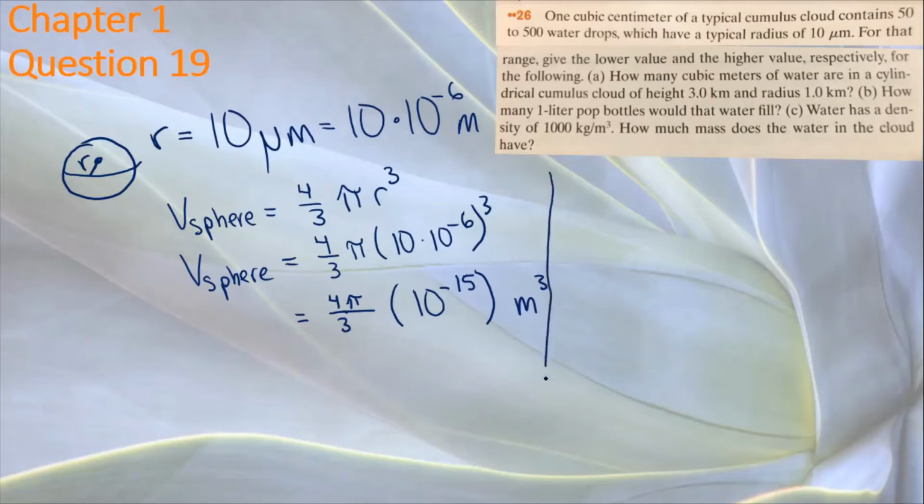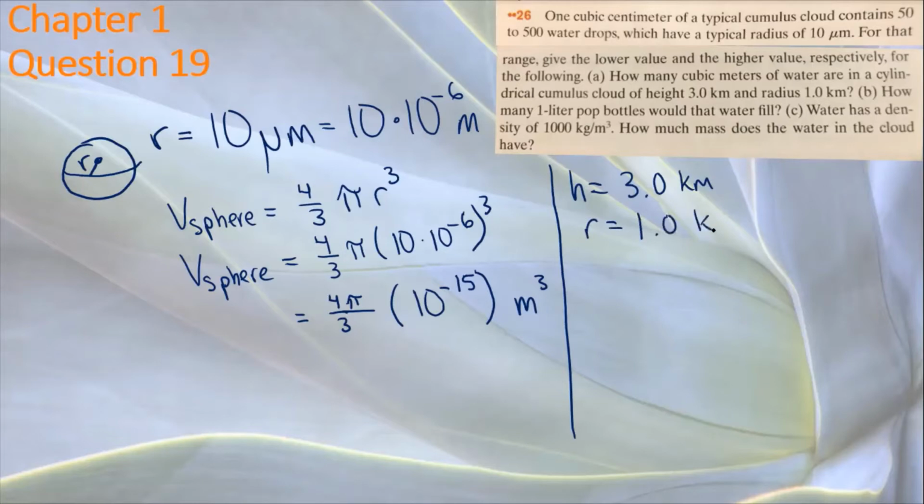Next, we need to find the volume of the cloud. And so the dimensions of the cloud are given as height equals 3 kilometers and radius equals 1 kilometer. 3 kilometers is equal to 3 times 10 to the 3rd meters. And 1 kilometer is equal to 1 times 10 to the 3rd meters.